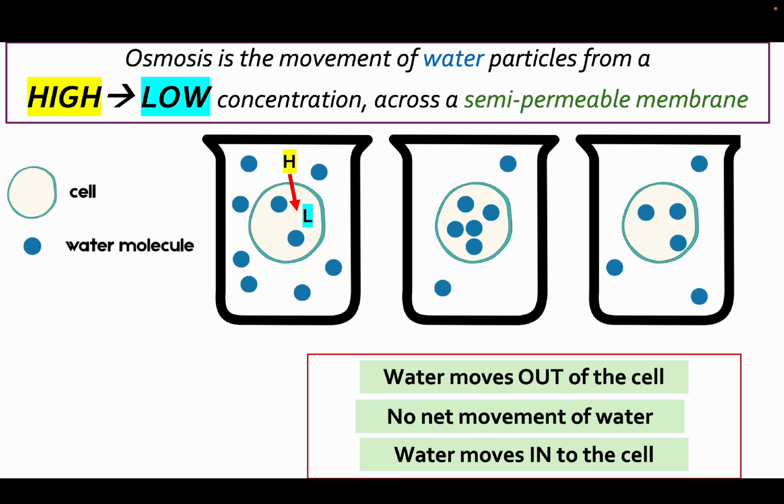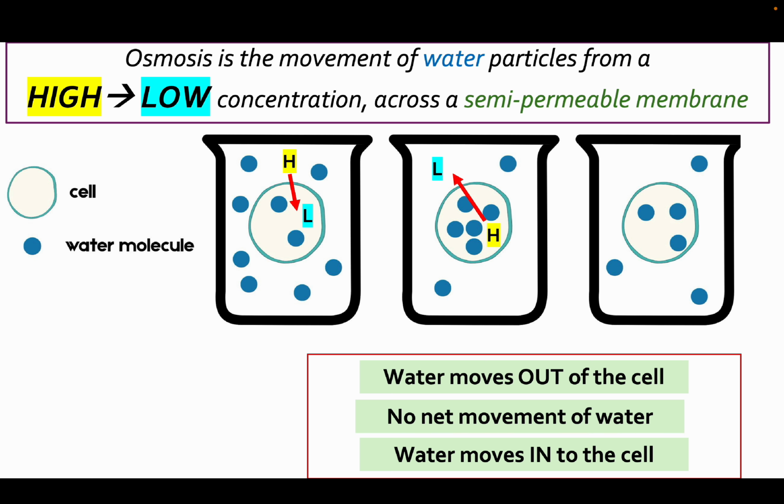Looking at the second beaker, you can see that there are more water molecules inside the cell compared to outside. This could be done whenever you have a very sugary solution. So a high concentration would be found inside the cell and a low concentration would be found outside the cell. And according to the definition of osmosis, it moves from high to low. So in our case, it would move from inside the cell to outside the cell. So water moves out of the cell.